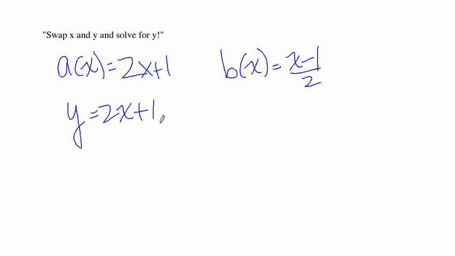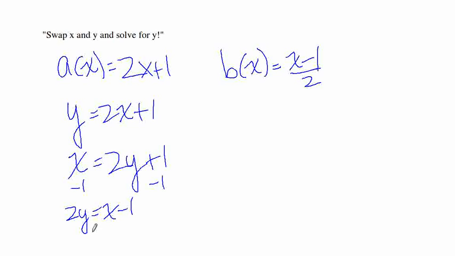Now swap x and y. So in other words, every occurrence of y, replace it with x. Every occurrence of x, replace it with y. So that would give us x equals 2y plus 1. Now we solve for y by subtracting 1 from both sides and dividing by 2. And lo and behold, we got the correct inverse function.